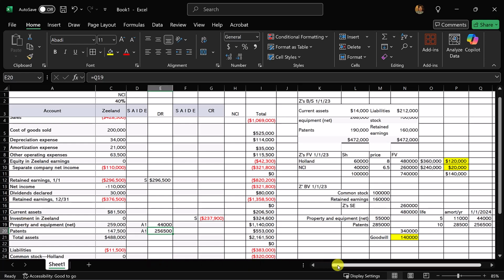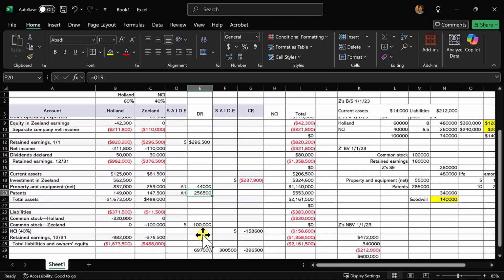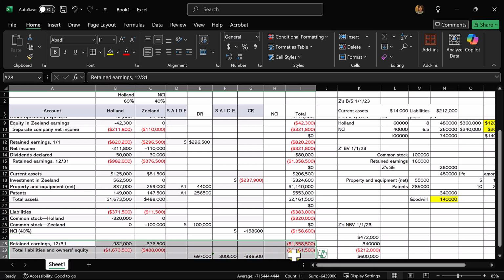Let me bring in the parent column to reduce this investment for 60% of these two amounts and increase the non-controlling interest by 40%. And notice I don't have enough room. Everything is going to be squished into this one row. So what I'll do is just make another row by just moving everything down here. Yeah. So it kind of looks like the book.